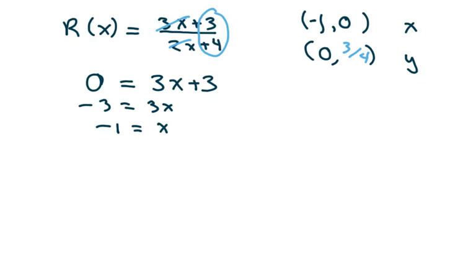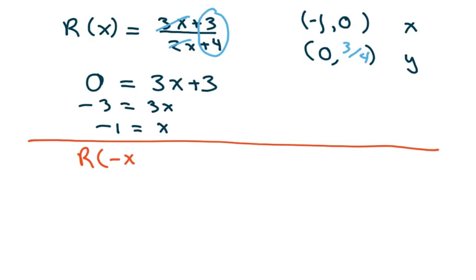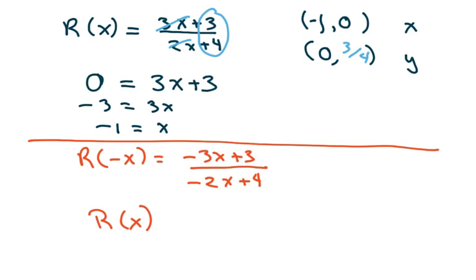And we're going to test for symmetry. Everywhere there's x, we put negative x. So we get negative 3x plus 3 over negative 2x plus 4. This is neither our original function, nor negative r of x. So this is no symmetry. And the horizontal asymptote we found is y equals 3 over 2.